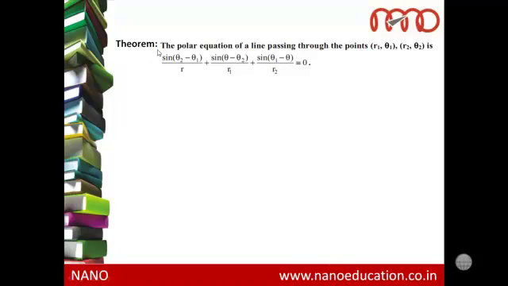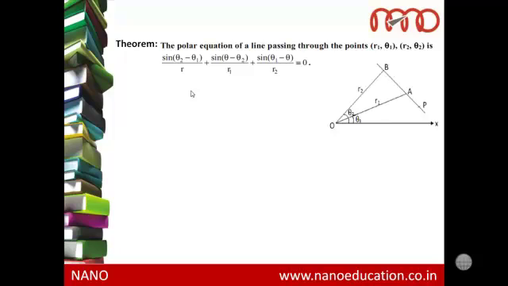Again let us repeat the theorem. The polar equation of a line passing through the points (r1, theta 1), (r2, theta 2) is given by sin(theta 2 minus theta 1) by r plus sin(theta minus theta 2) by r1 plus sin(theta 1 minus theta) by r2 equal to 0. Here (r, theta) is any variable point on the line.